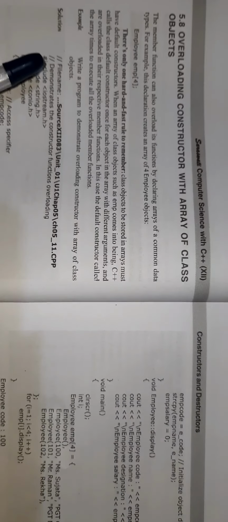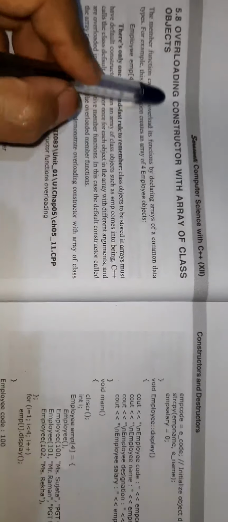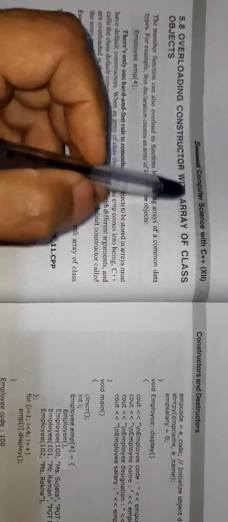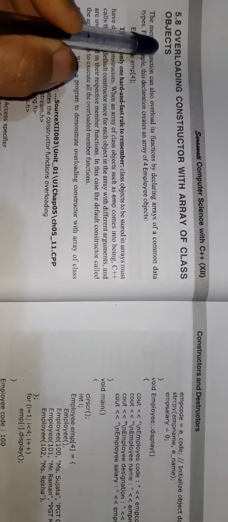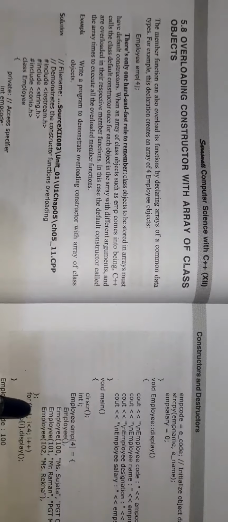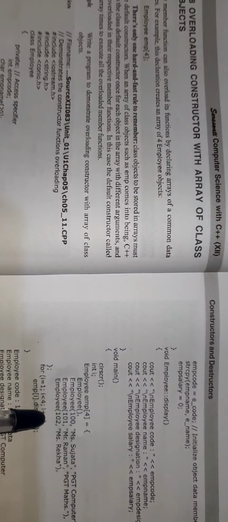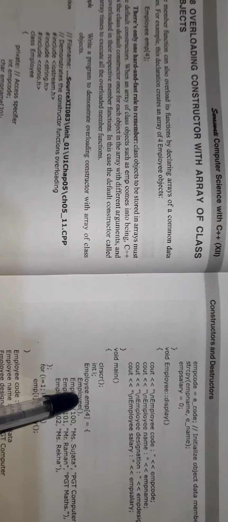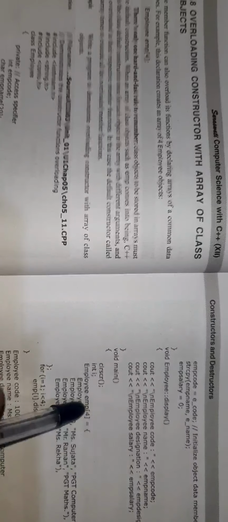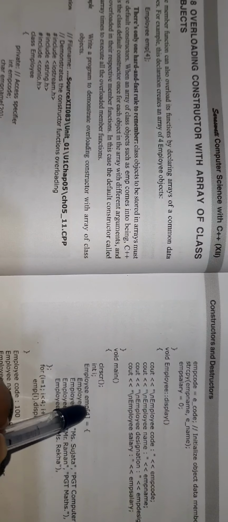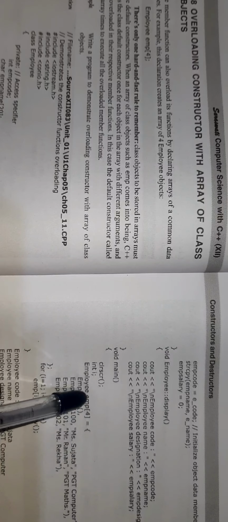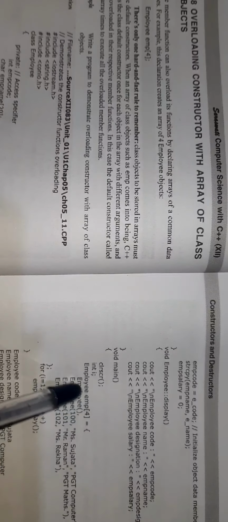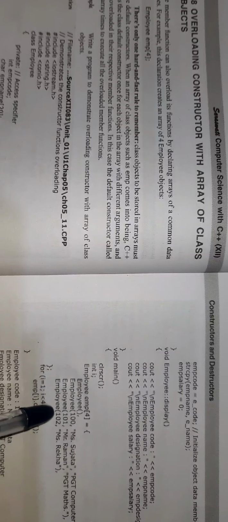Good morning, students. So yesterday I discussed overloading constructors with an array of class objects. We saw that in this particular program the object was declared as an array with subscript 4, index 4, right? Based on that, you created 4 array elements, and since you had 4 array elements, 4 constructors were called, right?